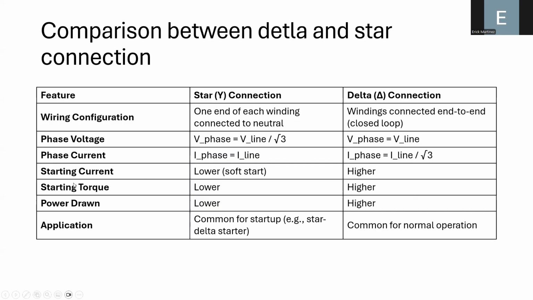The starting current, typically for the star connection, is lower, and for the delta connection is higher. The starting torque is lower for the star connection, and for the delta connection is higher. The power draw for the star connection is lower, and for the delta connection is higher. And for the applications, typically the star connection is used for startup of the machine, and the delta connection is used for normal operation.